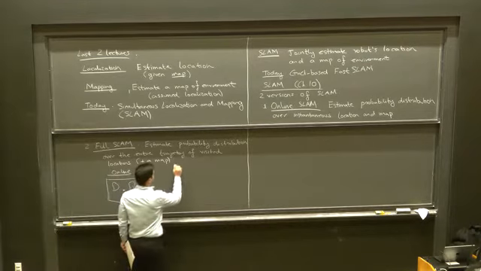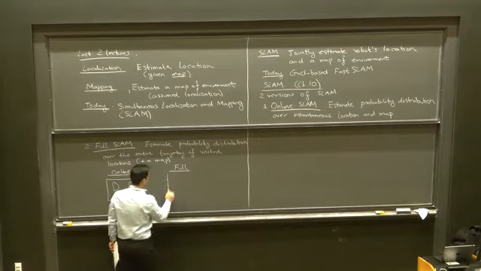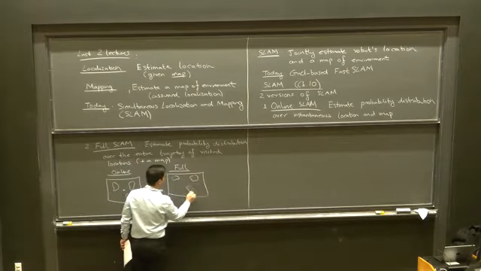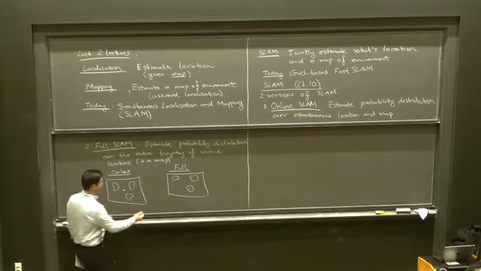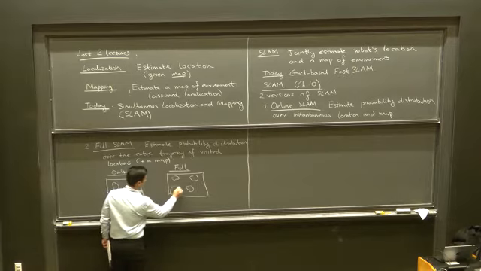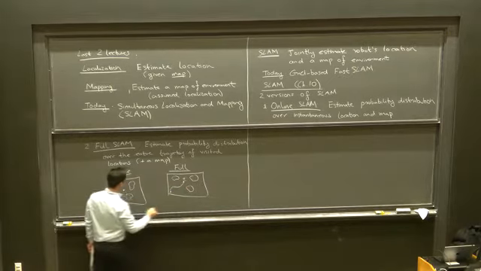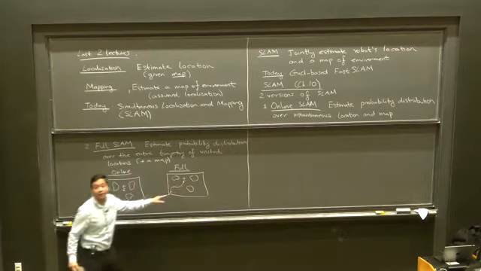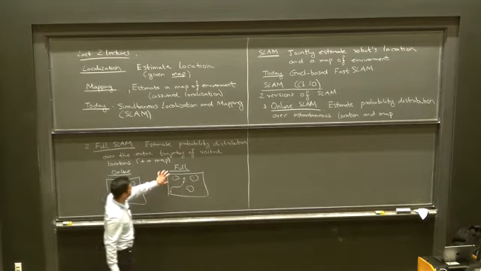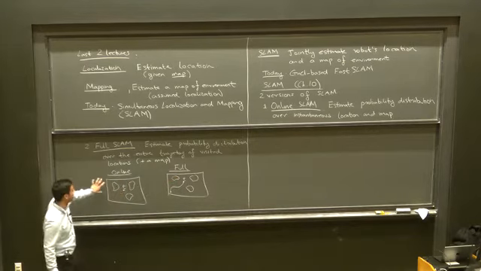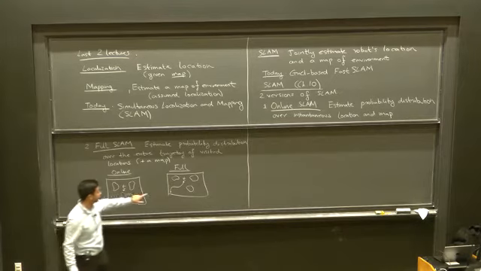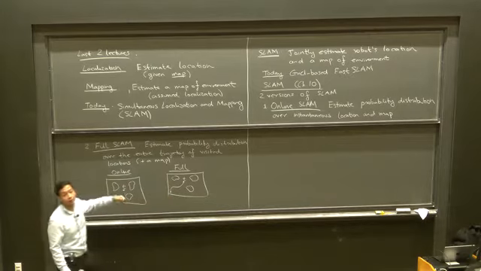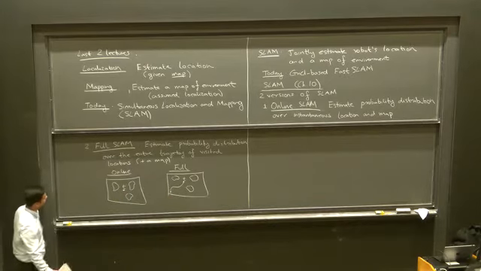With the full SLAM version of the problem, what you're doing is maintaining a distribution over the entire trajectory. So maybe you started off here, and then you're here at time t. So you have a distribution over trajectories that you visited. The full SLAM version is harder than the online SLAM version in the sense that you're trying to do more, right? You're trying to estimate not just where you are at the current time step, but also where you've been at previous time steps.